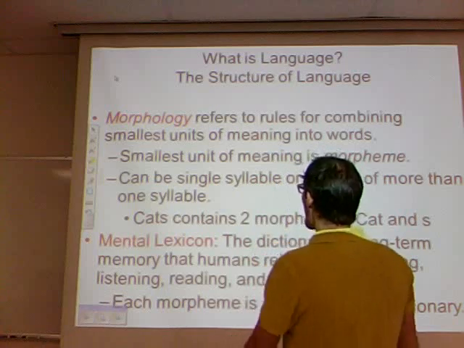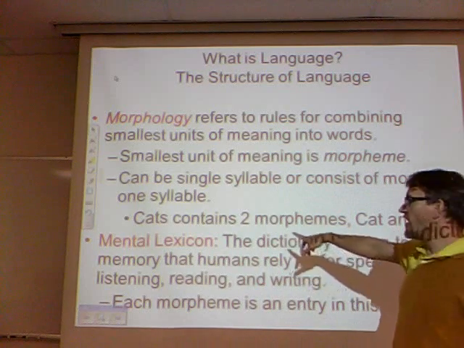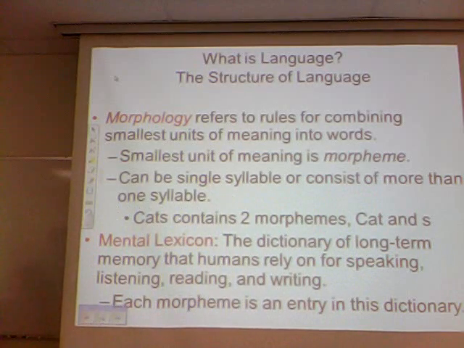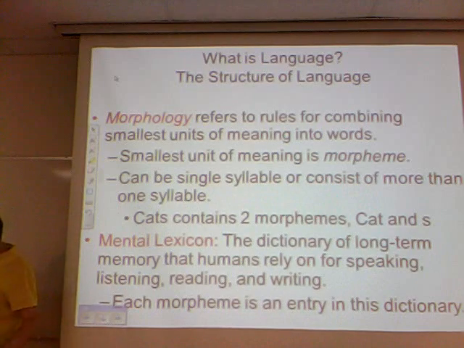Okay? The mental lexicon is a dictionary of long-term memory that humans rely on for speaking, listening, reading, and writing. And morphemes are an entry in this mental lexicon. And of course, other morphemes would be like ing, like run, ing: two morphemes, right?